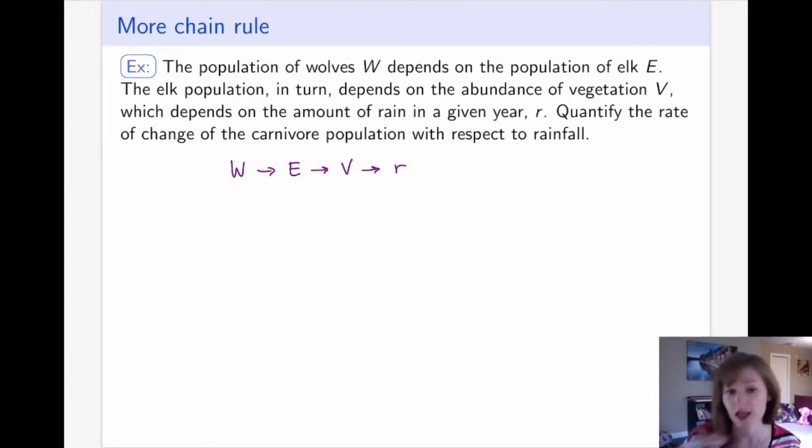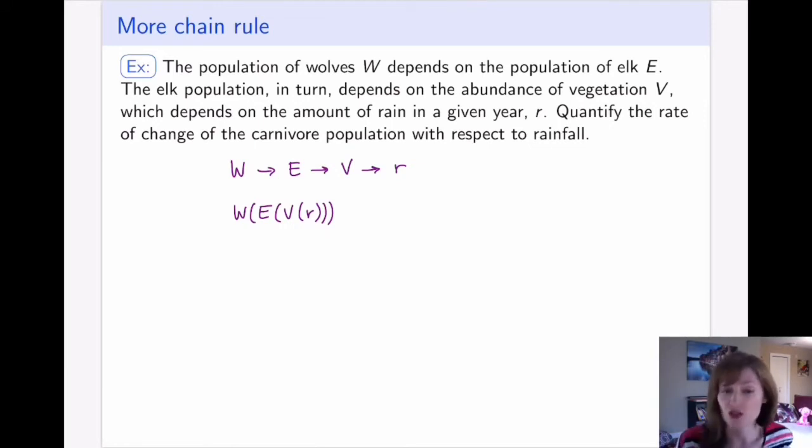The more, let's say, elk, the more wolf there are. Elk depend on vegetation and so on. So in function notation, I can write this as W of E of V of R. And now I just have to make sure I have enough brackets closing. I think that's about right. Okay, so this is the full chain of dependencies in this situation.